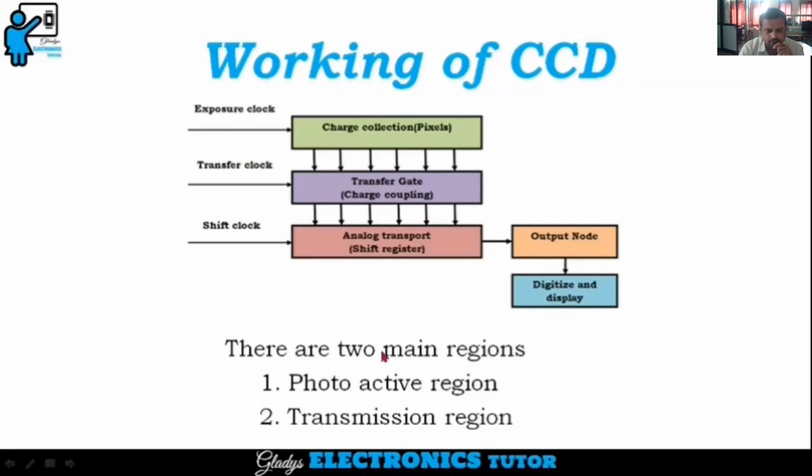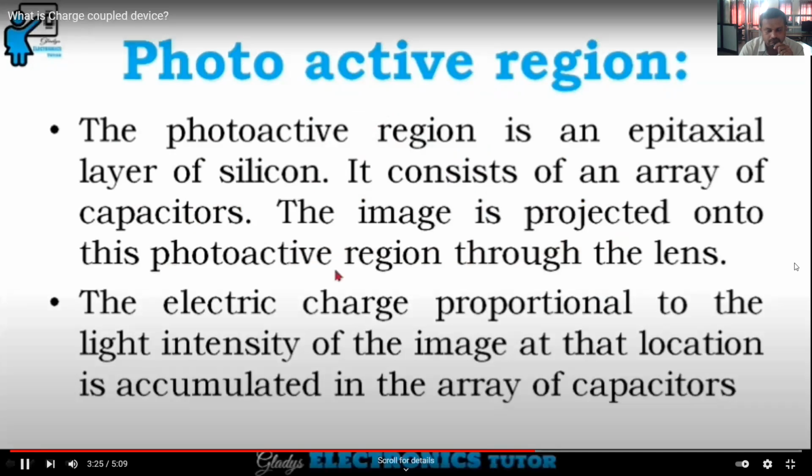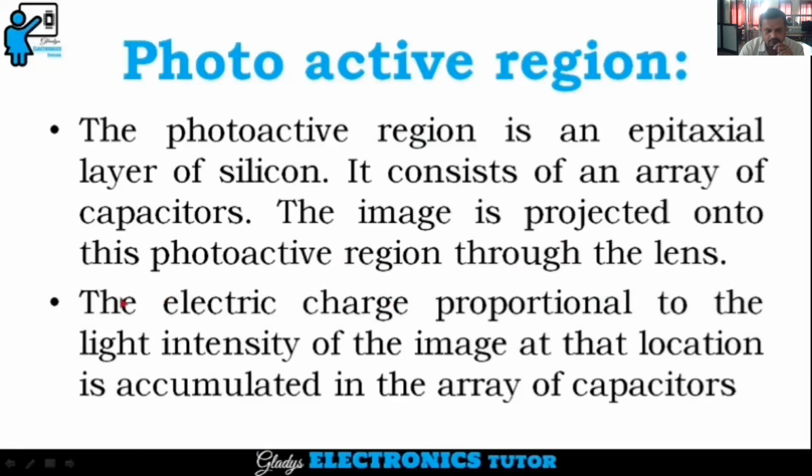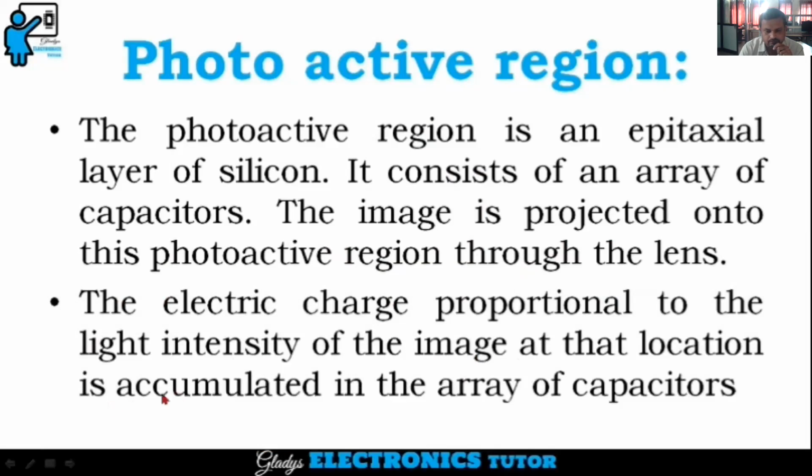And there are two main regions. One is the photoactive region and the other one is the transmission region. So let's see what the photoactive region is. The photoactive region is an epitaxial layer of silicon. It consists of an array of capacitors. The image is projected onto this photoactive region through the lens. The electric charge proportional to the light intensity of the image at that location is accumulated in the array of capacitors.